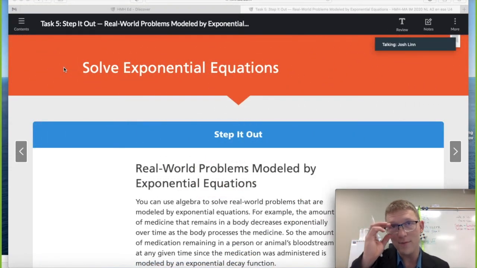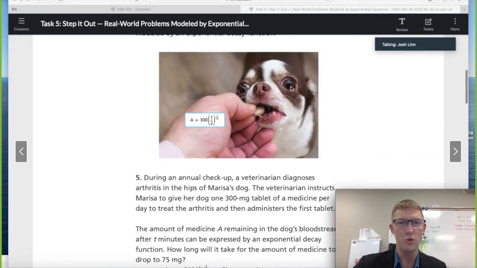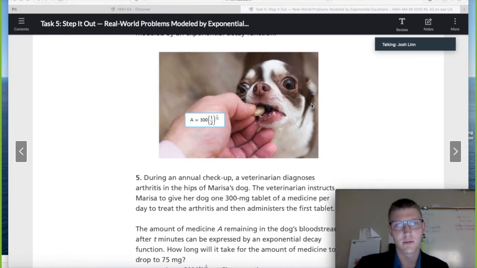We gotta have a real world problem, right? And look at that cute little puppy. Not really. Small dogs are weird.